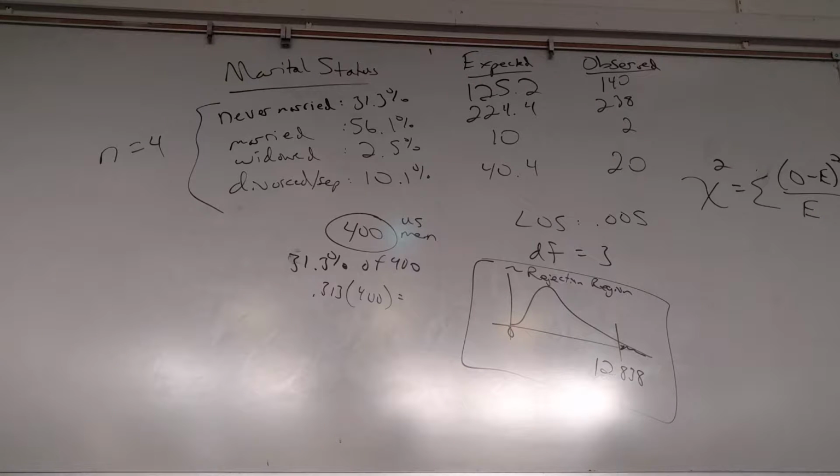So in here I can put the expected: 125.2, 24.4, 10, 40.4. Over here I put the observed: 140, 238, 2 and 20.